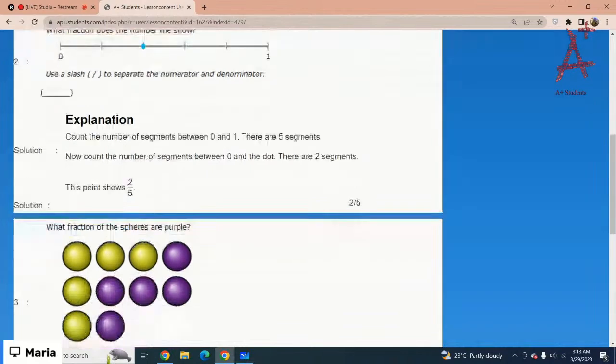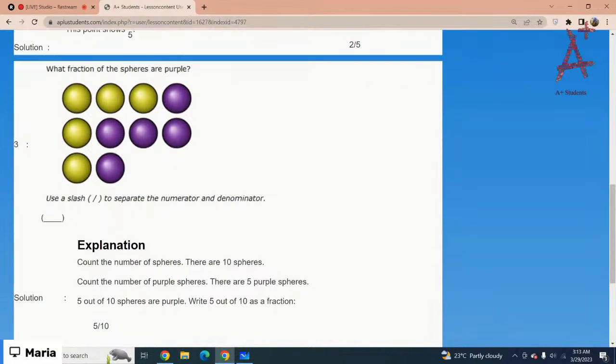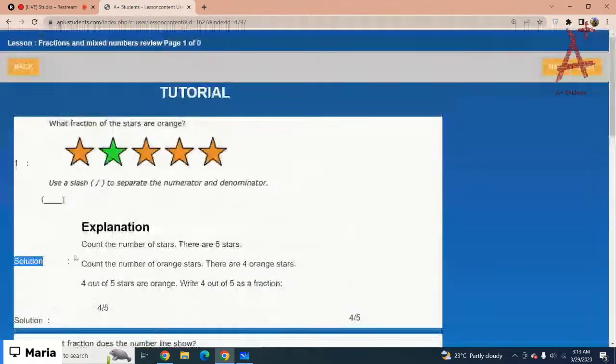Okay, what fraction of these spheres are purple? So the total spheres are 10, and out of the 10, 5 of them are purple. 5 out of 10 are purple. Got it? That means half of them are purple. 5 are purple and 5 are green. So half of them are purple and half of them are green. 5 by 10 is equivalent to half.